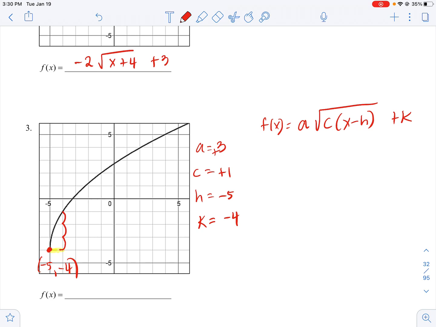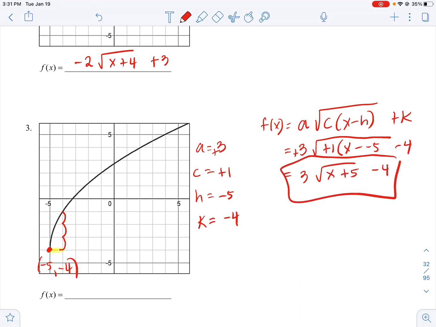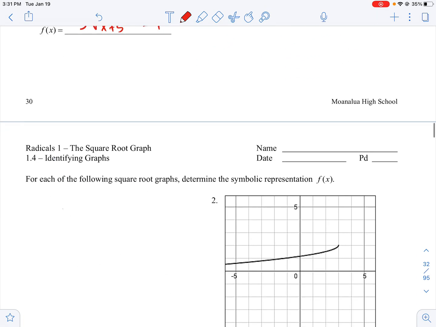Okay? And so let's just put that together. We have positive 3. You don't really have to put the positive. And then c is a positive 1. My h is again a double negative. Oops, it's not a plus. It's going to be a minus. And then let's just clean it up. 1 times x is x, plus 5, minus 4. So our answer is going to be 3 square root of x plus 5 minus 4. Not that bad, right? Okay, moving on.